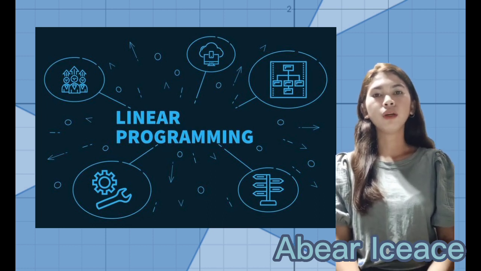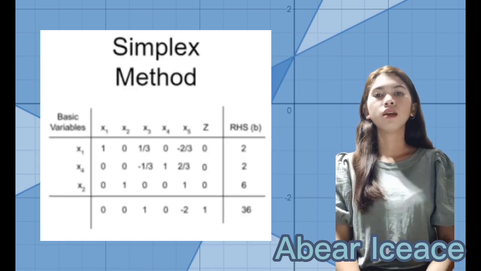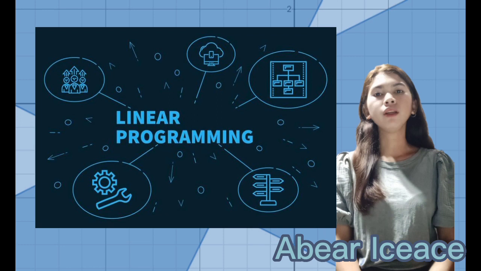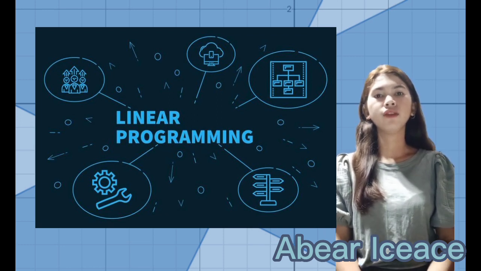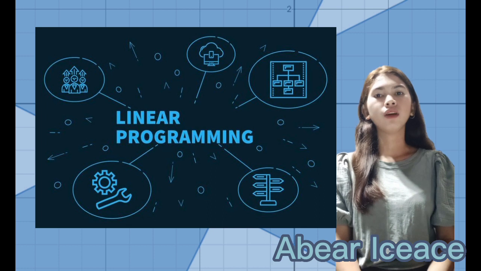Linear programming problems can be solved using various algorithms such as the simplex method or interior point methods. These algorithms iteratively explore the feasible region to determine the optimal solution. In addition to graphical methods, specialized software tools are commonly used to solve complex linear programming problems efficiently.